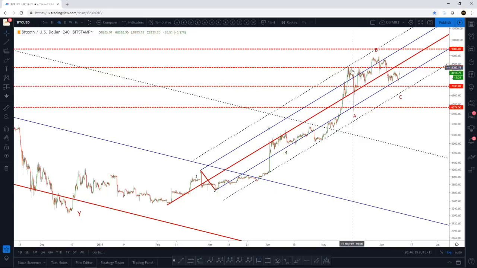You can see here, I remember posting on Twitter that people should have caution at this point because we've tested the warning line. And what did we get? We got a big pullback, and we actually tested the lower median line. We've since pushed on from there, and we've come down, and again, we're finding support at the lower median line again.